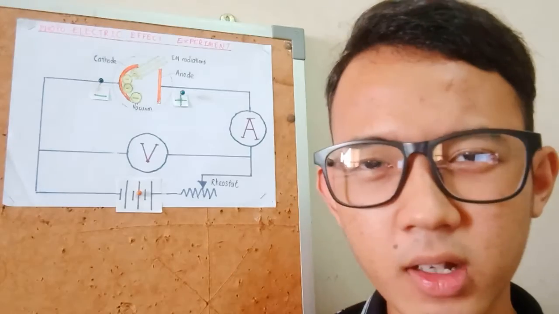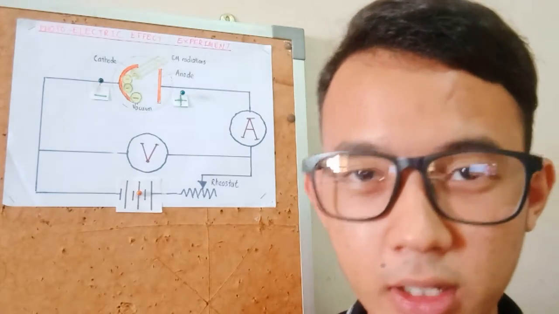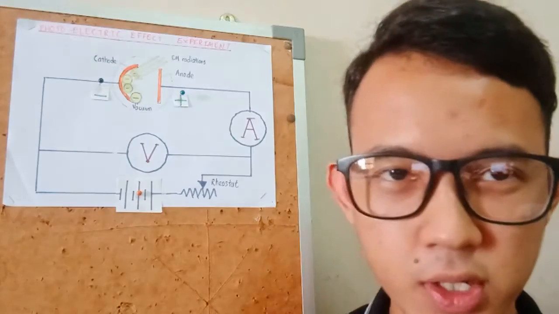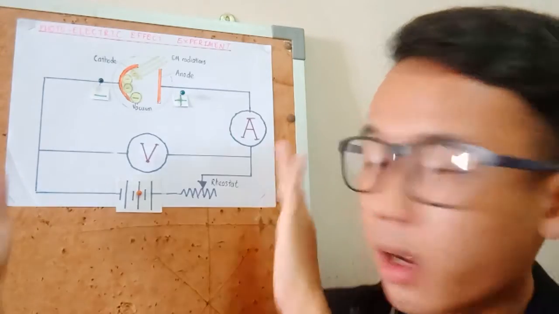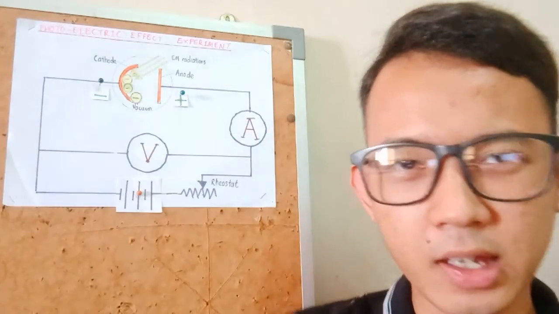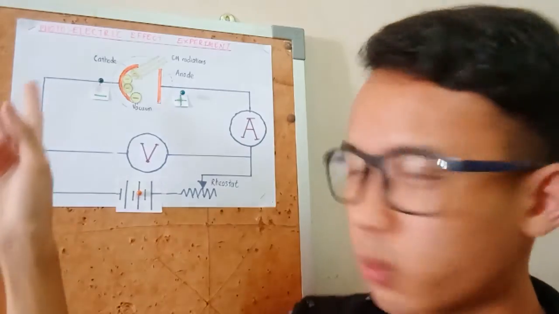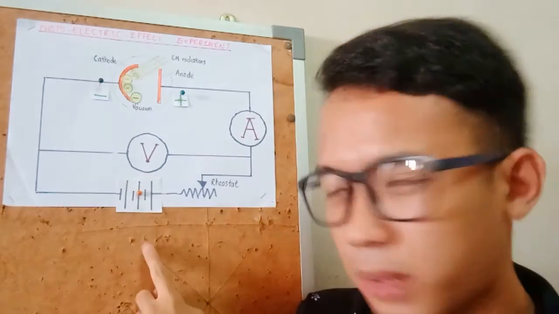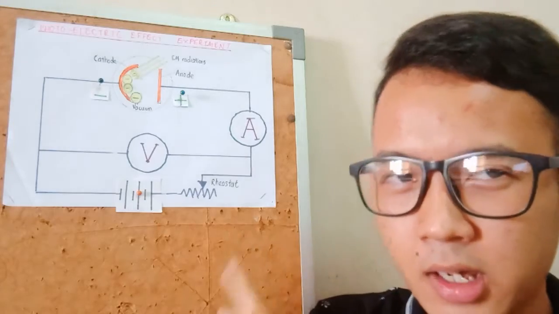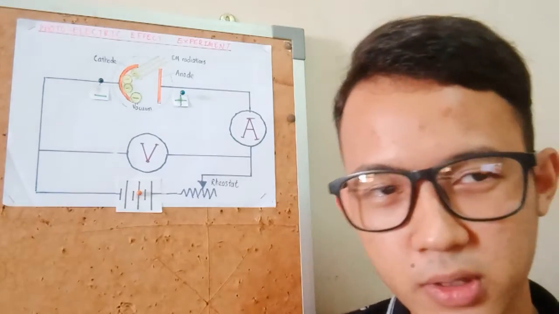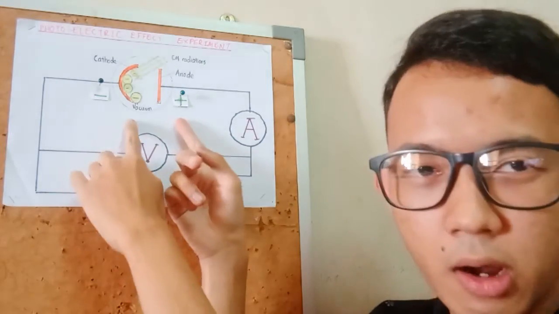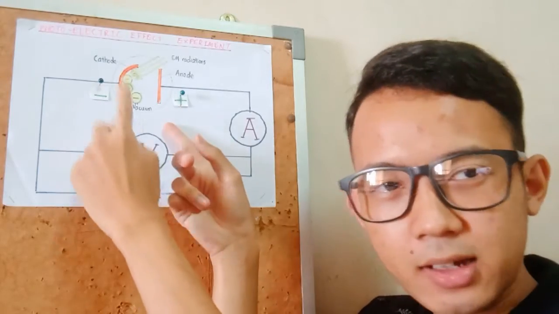Okay, so today we're going to be talking about the photoelectric effect. Right here, as you can see behind me, I have the actual diagram of the experiment itself. Like any electrical circuit, we have the wires, the power source, the rheostat, the ammeter and voltmeter, and two metal rods that act as an anode and a cathode.